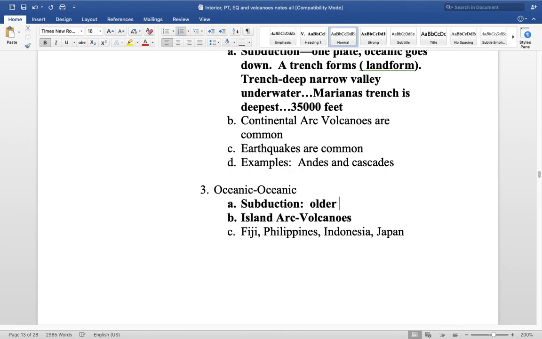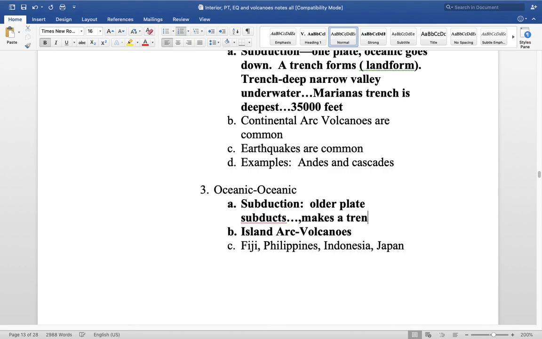So the older plate subducts. Okay, because as it gets older, it gets cooler, and it's going to kind of sink into the earth and get a little more denser. So the older plate subducts, and once again makes a trench. And you're going to form, this time, island volcanoes. So all your island volcanoes form this way, and you're also going to have major earthquakes once again.